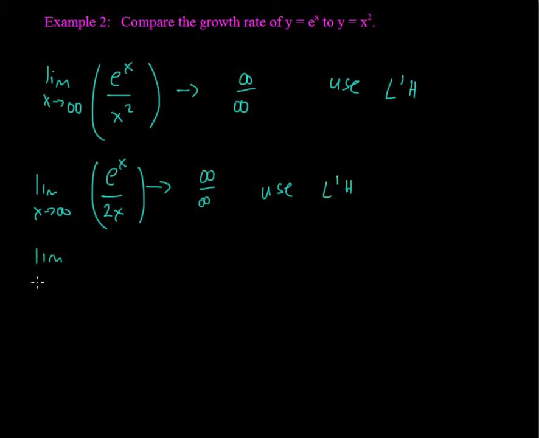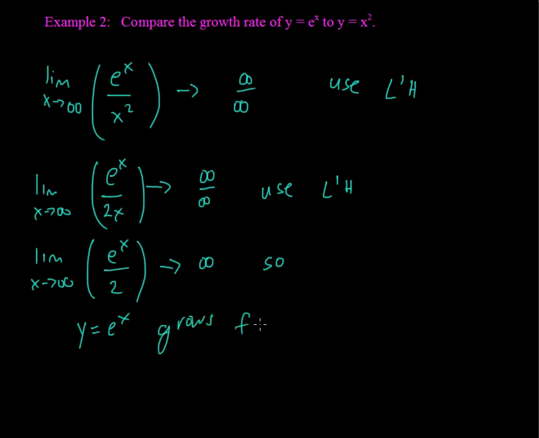So the limit as x approaches infinity, the derivative of e to the x is still e to the x, and the derivative of 2x is 2. And that, we can see, is heading to infinity over 2, which is heading towards infinity. So y equals e to the x grows faster than y equals x squared.